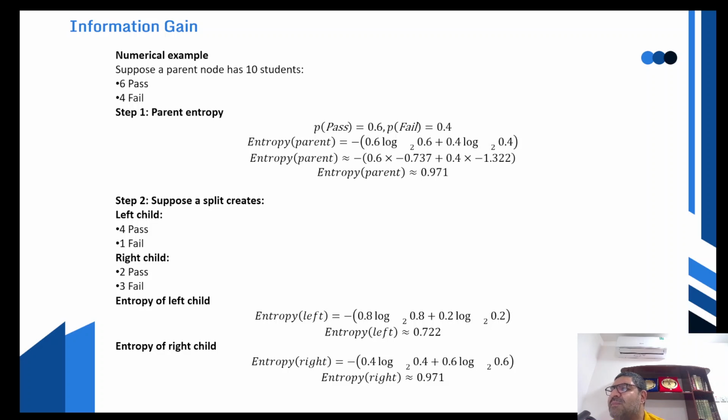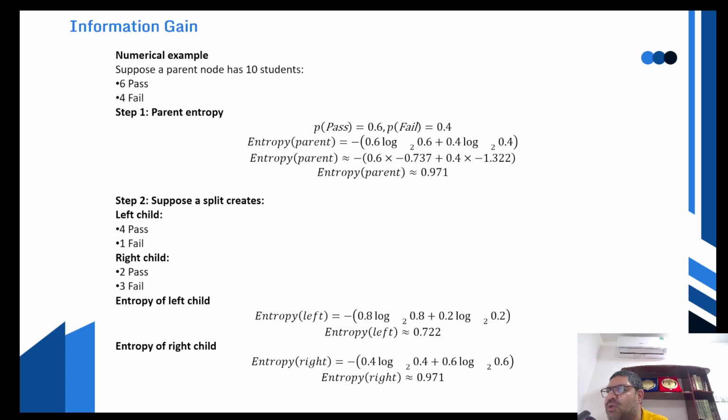So the entropy of the parent will be equivalent to minus, if we are putting the same formula of entropy which we have seen up there, you have to calculate the entropy. So it will be 0.6 log 2 0.6 again, because that was P1 log 2 P1 and then P2 log 2 P2. That is the formula.